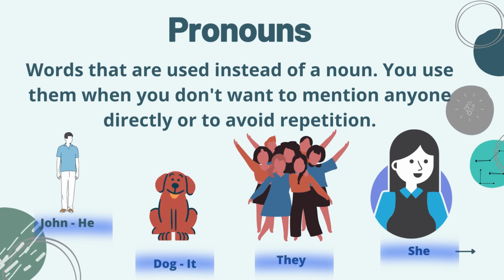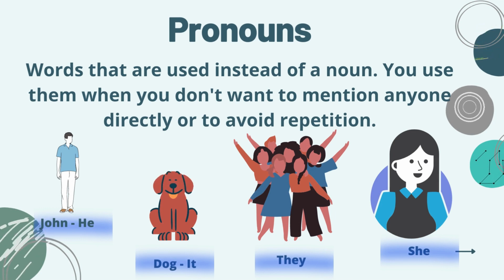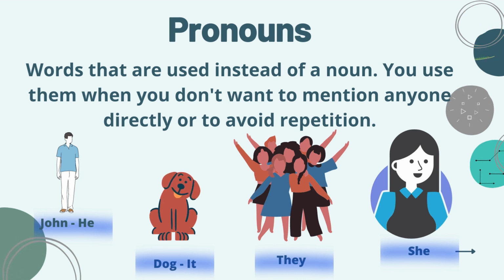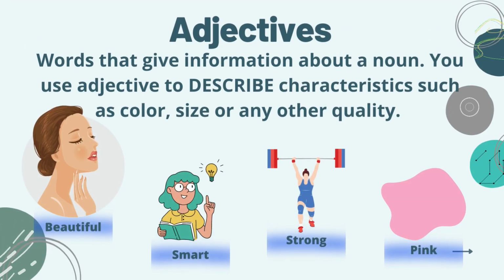Pronoun is a word that is used instead of a noun. You use it when you don't want or need to mention someone directly. For example, John is transformed into he, dog is transformed into it, and then we have they, she, I, you. Adjectives. These are words that give information about a noun. You use adjectives to describe characteristics such as appearance, color, size, or any other quality. For example, big, red, beautiful, hard, smart, and so on.